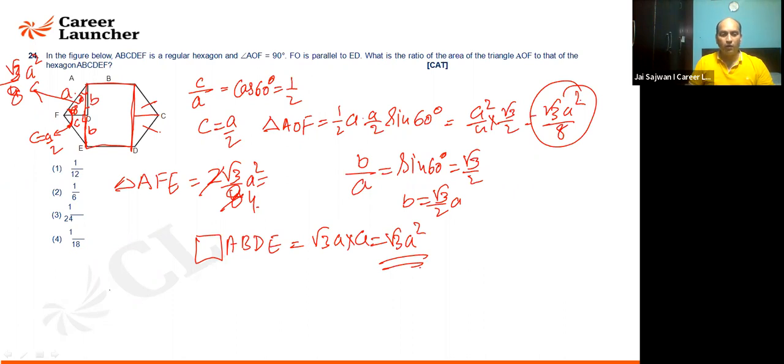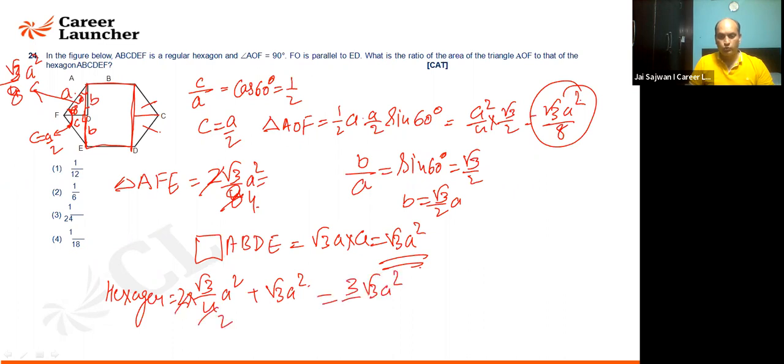So what is the area of the hexagon? Fine. So I'll say it is root 3 by 4 A square is the area of one portion on this. I'll double this. Plus it is root 3 A square. So can I say it is 3 root 3 A square by 2 is the area of the hexagon.